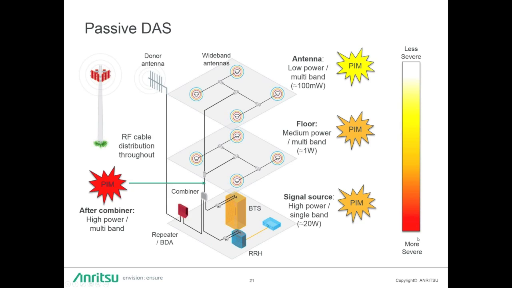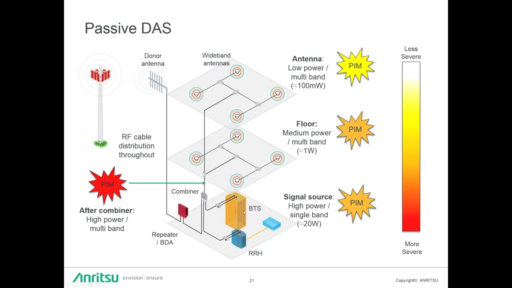From a PIM perspective, we can describe the severity of the PIM in this color bar that I have to the right. So if the PIM is severe in that particular location, I've colored it red. If there's little or no PIM concern, it becomes white. And if it's somewhere in between, it's going to be orange if it's closer to severe, and yellow if it's closer to less severe.